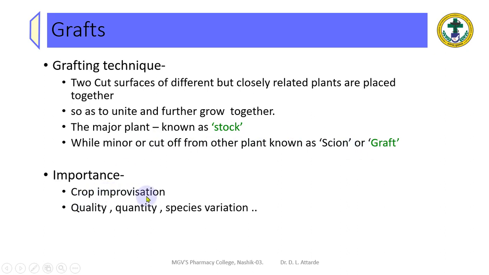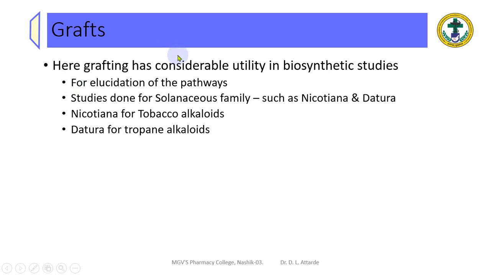So important, mainly it is done for crop improvisation, quality, quantity and species variation. But how it is useful here, that we'll see. Here grafting has considerable utility in the biosynthetic study for elucidation of pathway. Study is done mainly for the Solanaceae family such as Nicotiana and Datura. Nicotiana for the tobacco alkaloids, Datura for the tropane alkaloids.